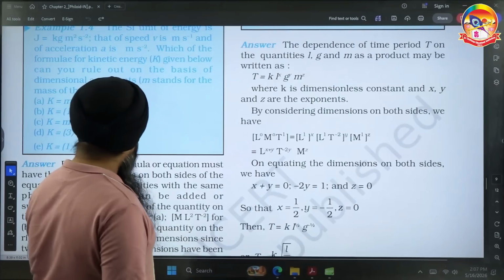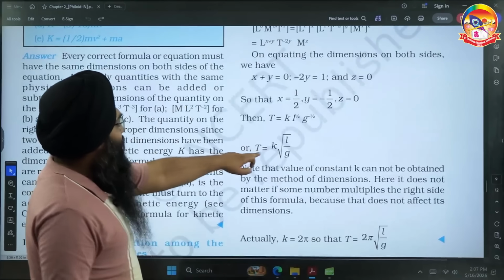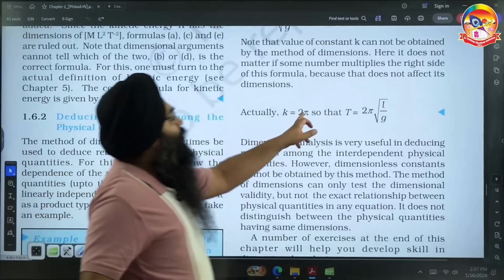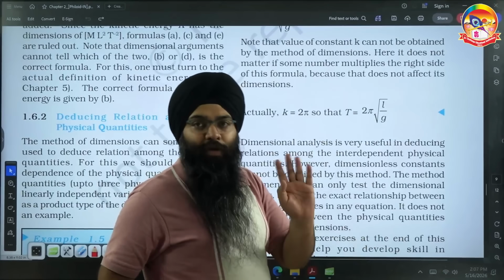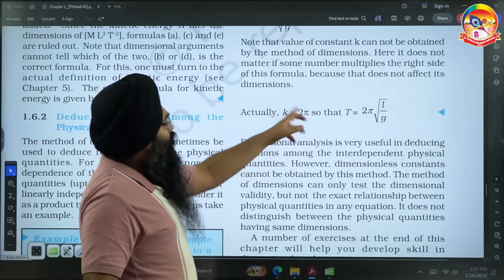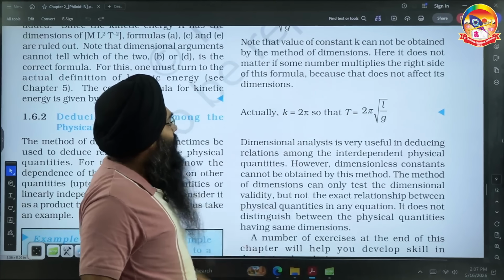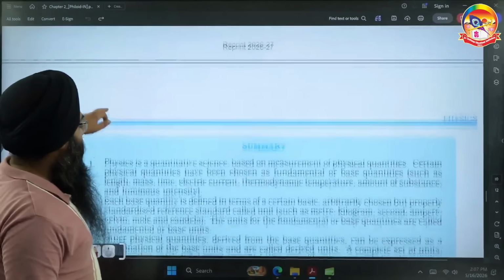This is what they have written. If you see the solution, the same solution they have written, k root L by g. The k value you will not be able to calculate. The k value can only be calculated by experiments or by physical methods. You know that the time period of a simple pendulum is 2 pi root L by g, so the k value will be 2 pi. I hope this is clear to you.